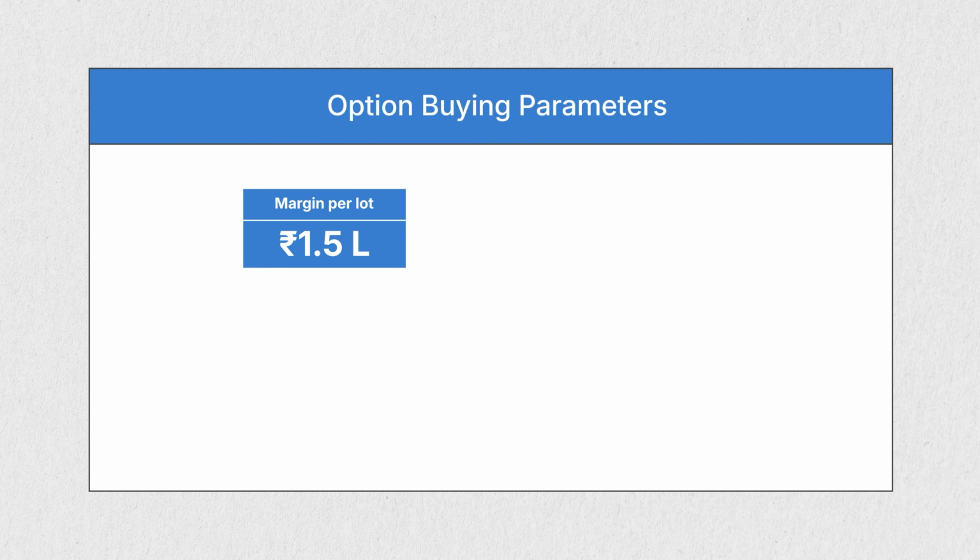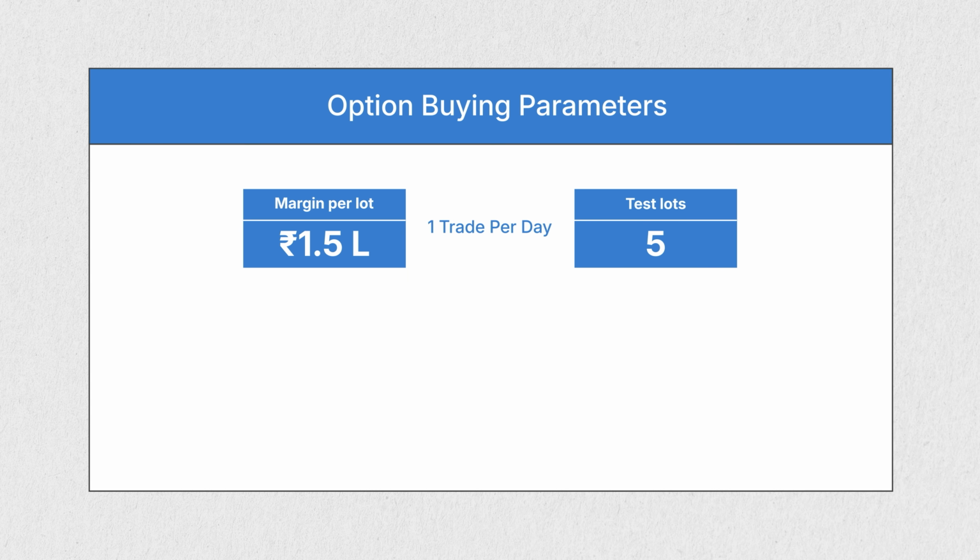A few other backtest related assumptions. For the option buying approach, we are keeping a margin of 1.5 lakh per lot. In a day, there will be just one trade. So I'm testing with 5 lots. So that would mean 7.5 lakh capital for 5 lots. Also, the backtest is post brokerage and taxes, and the slippage of 0.2% has been applied. The test period is Jan 2022 to present, that is Feb 2026.